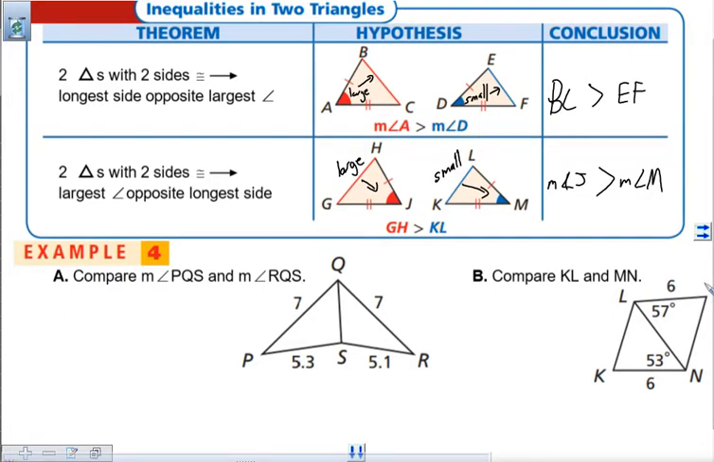So that's what we're going to do on our next set of examples. We want to compare the measure of angle PQS and the measure of angle RQS. The measure of angle PQS is dealing with that 5.3, and the measure of angle RQS is dealing with that 5.1. Which of those is larger? 5.3 is larger, which means that angle PQS is the larger angle, and angle PQS is greater than the measure of angle RQS.